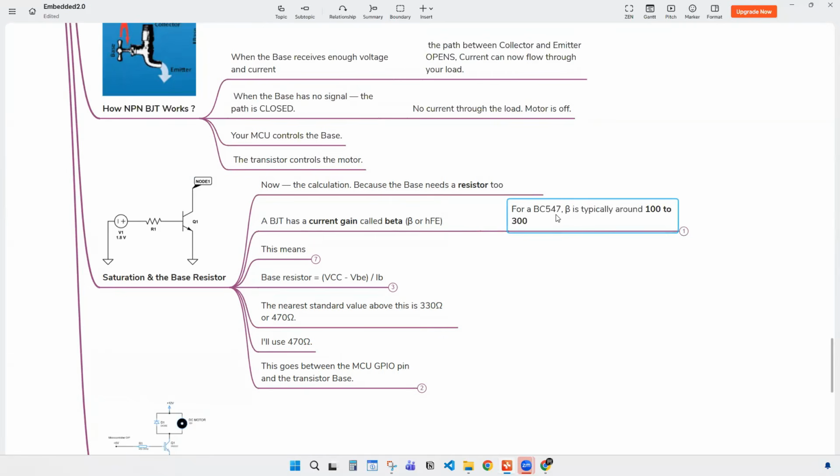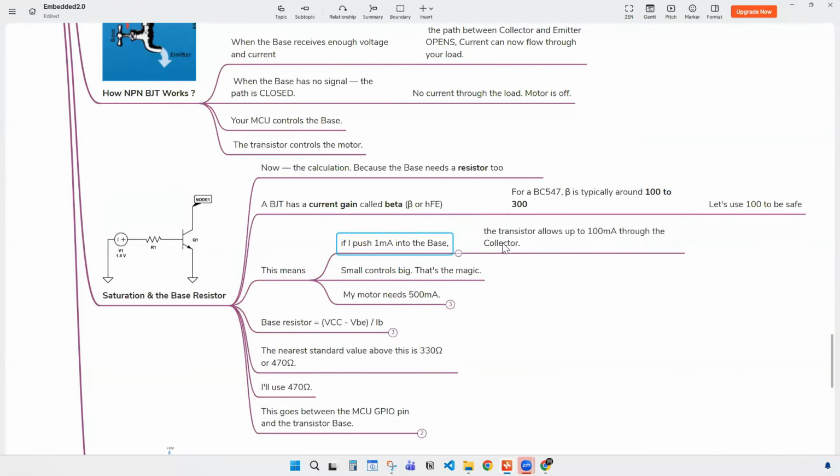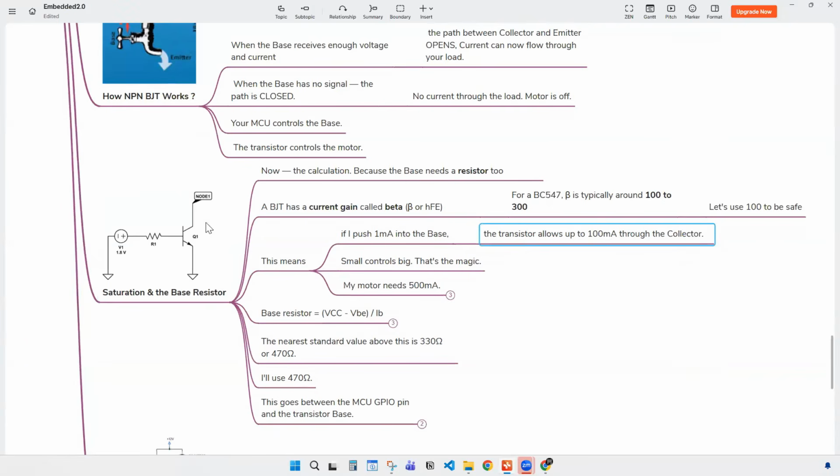If you take a transistor like BC547, its beta is going to be around 100 to 300. Let us consider 100 to be safe. What it means is, if I push 1 milliamp into the base pin, the transistor is going to allow 100 milliamps through the collector. It is kind of that level.